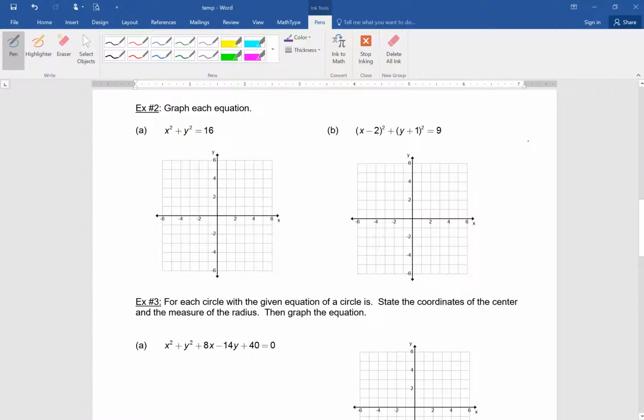Graph. Okay, so now we're going to graph. Okay? We know how to do this. What you need to identify is the center and the radius. And I need you to always write down the center and the radius. Here, the center is what? All right. The center are the numbers that are in the parentheses along with the x and the y. In this case, it's 0, 0. And the radius is 4. Right? Because this 16 is r squared.